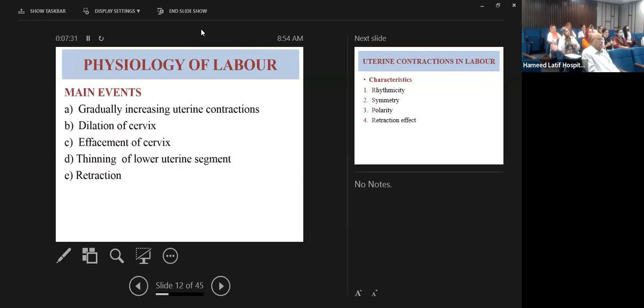Now the physiology of labor. The main events that take place are gradually increasing uterine contractions, dilatation of the cervix, effacement of the cervix, thinning of the lower uterine segment, and retraction.